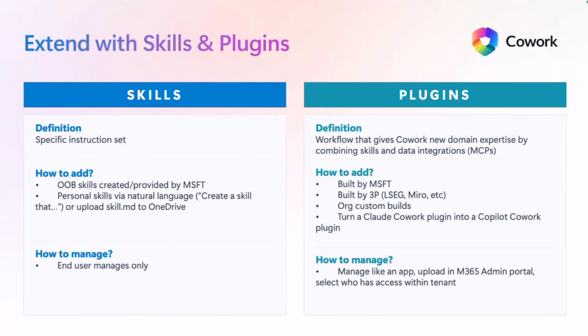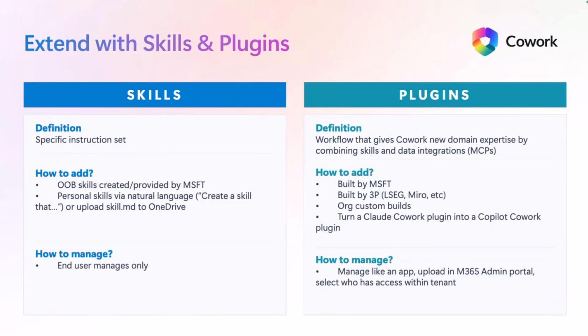What a skill does is it's really just a specific instruction set. It's a markdown file. So we add those by just creating a markdown file, giving it that specific skill, that thing that we want it to do, whether it's to help us create a presentation or do some kind of financial analysis, whatever it might be. We create that with a particular format, which we'll look at in a second, in a markdown file, and then we upload that to our OneDrive.